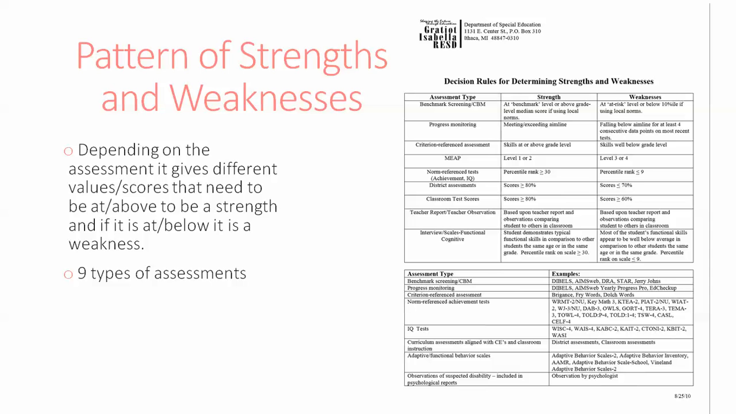There are 9 different types of assessments that can show a pattern of strengths and weaknesses. Depending on what type of assessment the child is given, the score or level that they need to reach can be different. If the score is at or above, then that is a strength. But if the score is at or below, it is a weakness. Pictured is an example of how one RESD in Gratiot and Isabella County does their strengths and weaknesses depending on the type of assessment.